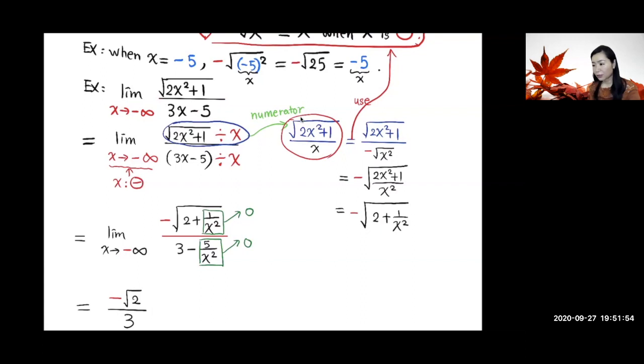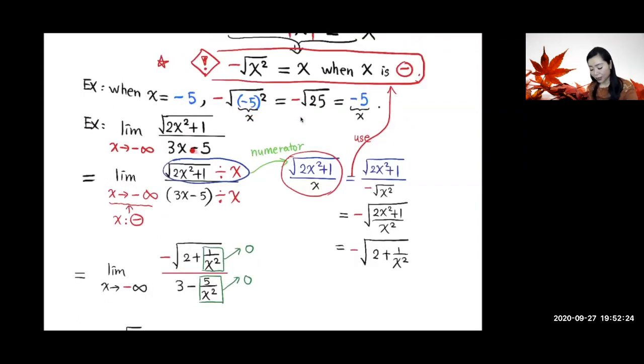Again, we use the same trick in the book. We're going to divide up and down by the highest power of x in the denominator, which is x to the first power. So we divide by x to the first power up and down. Now this numerator here, divide by x. Now notice that x is going to negative infinity. So eventually x is going to be negative. So you can think about this x here as negative.